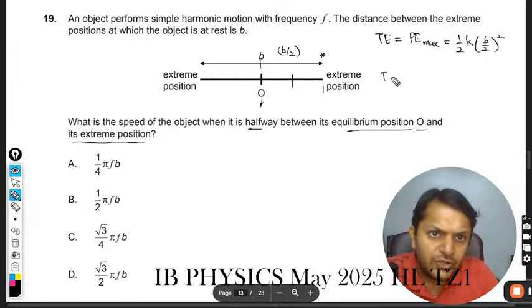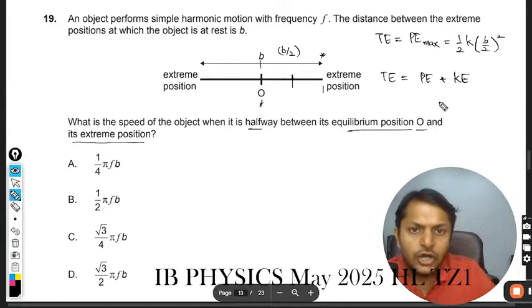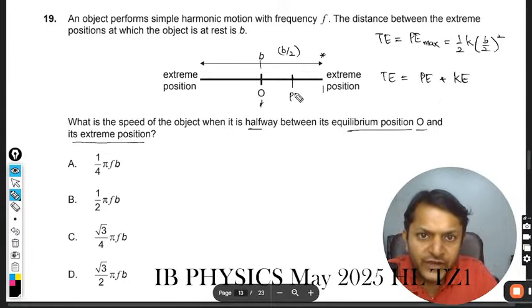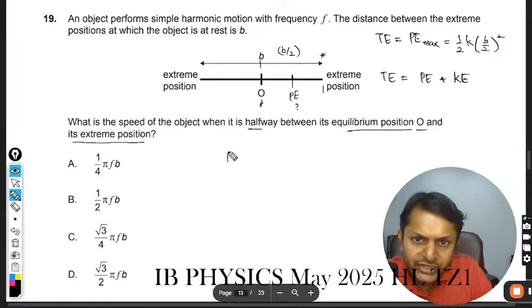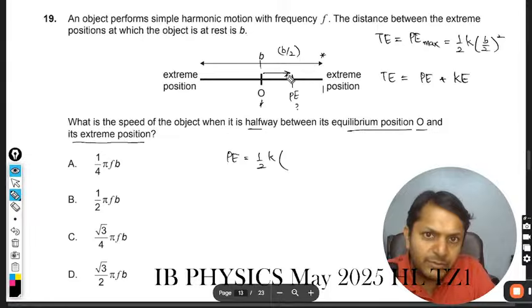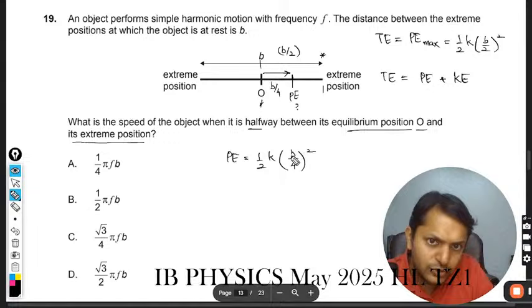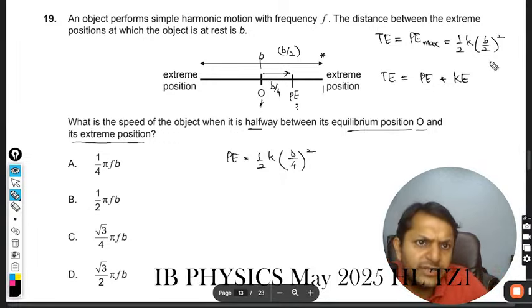And we are using another thing: the total energy at any time will be equal to the sum of potential energy and kinetic energy. So we will first find the potential energy at this point here. The potential energy here will be half k x square. The x here will be b by 4 in this case, so it will be half k (b/4) whole square. That will be the potential energy. Total energy will be this.